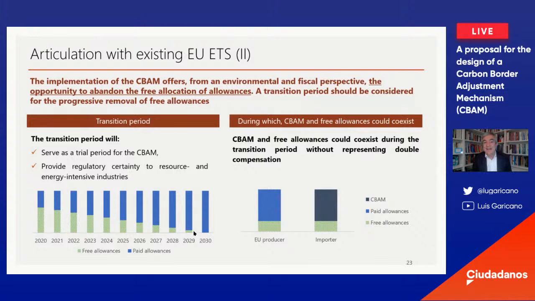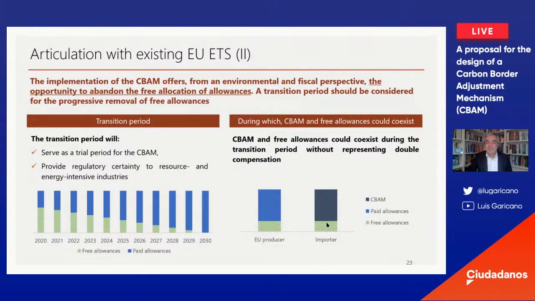As the carbon border adjustment mechanism applies, you reduce the imports. And they can perfectly coexist, because one is going to pay the CBAM, the other one is going to pay the ETS, and both are going to be net of the free allowances. In both cases, there is going to be a free allowance.